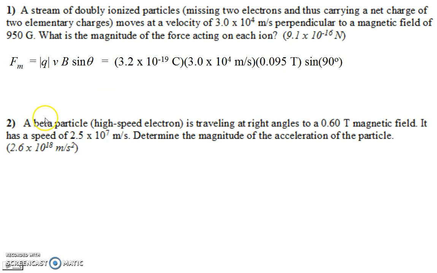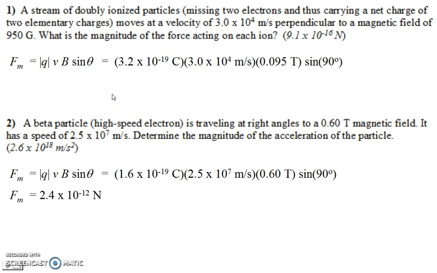Look at number 2. Now we've got a beta particle, which I'm telling you is just a high-speed electron. And again, traveling at right angles to the magnetic field, speed given, we want to find the acceleration. So we start with QVB sine theta. It's an electron, so we know the charge. But wait a second, you say, what about the negative sign? Sadowski, you messed up. No, I didn't, because of course there's absolute value here.